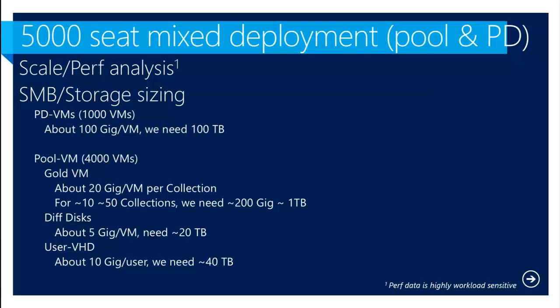PD VMs are also quite a bit larger than pool VMs. 100 gig is common for a PD deployment, so for 1,000 users, your centralized storage must be able to handle this size resource consumption, right? 100 terabytes just for the PDs. The rest of the numbers for pool VMs are similar, which turns out to be about 60 terabytes for the pool VMs and user VHDs and so forth.